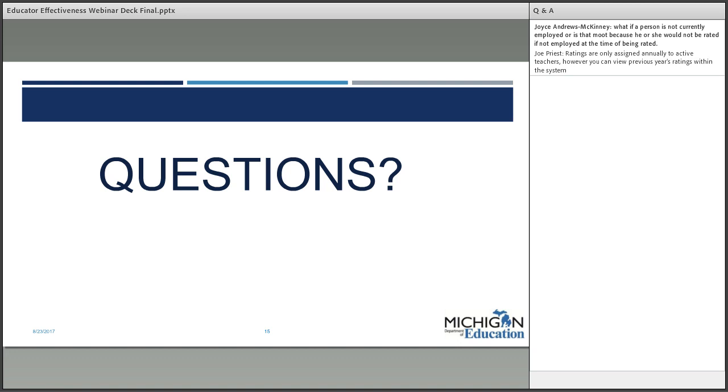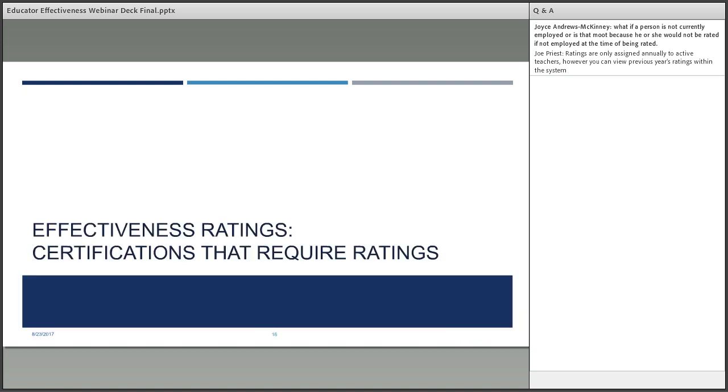And please remember that we are going to start talking about ratings you should or should not see in MOEX and how to view them in MOEX. And then Caitlin will also talk about the REP and submitting data appeals. So with that, I'm going to turn it over to Melanie Love to talk about effectiveness ratings and certifications that require ratings, and then also what ratings can and cannot be seen in MOEX. So take it away, Melanie.